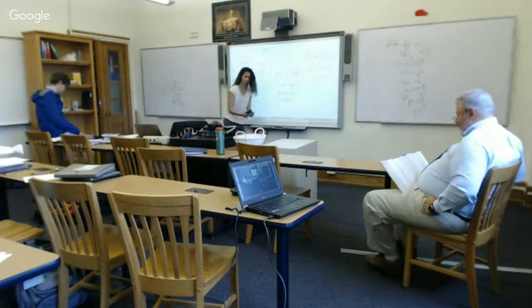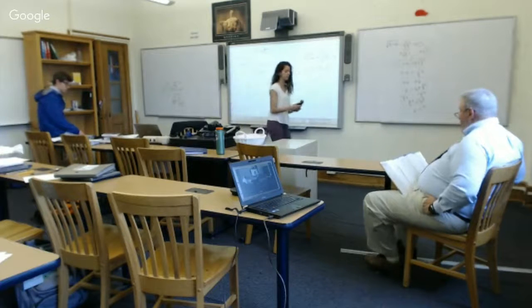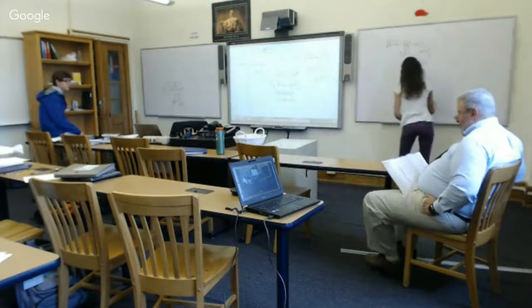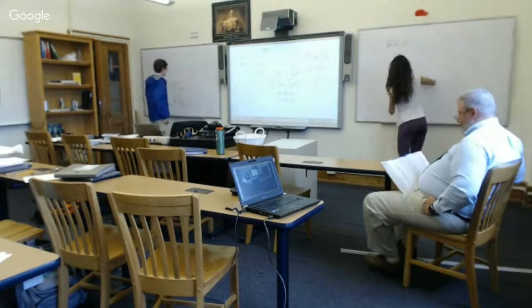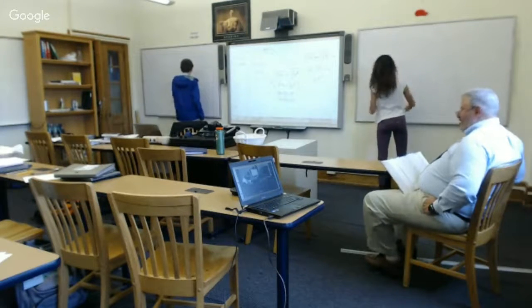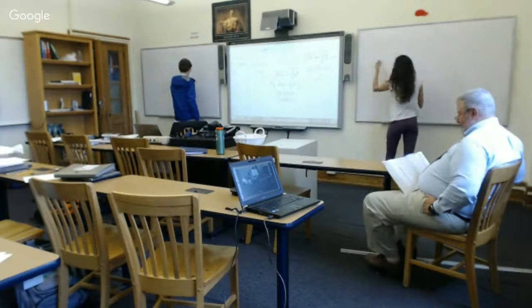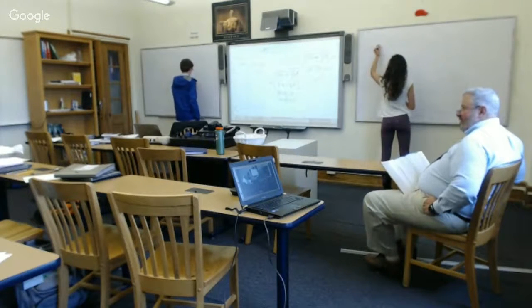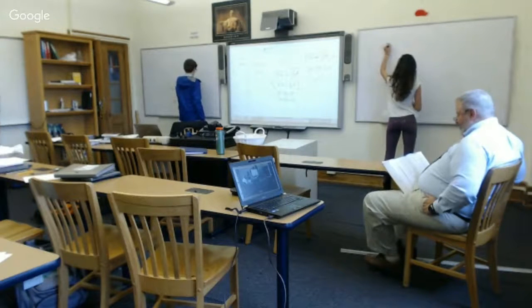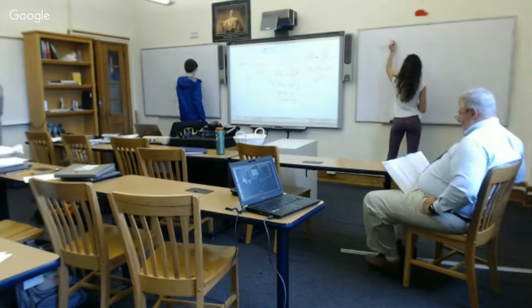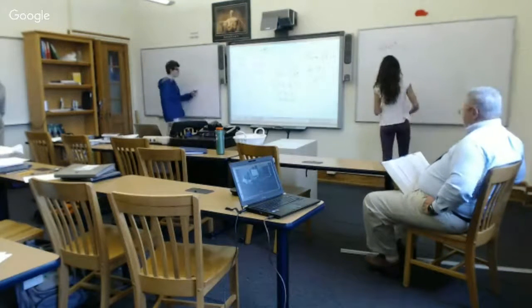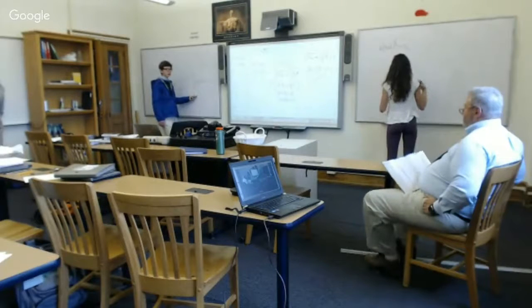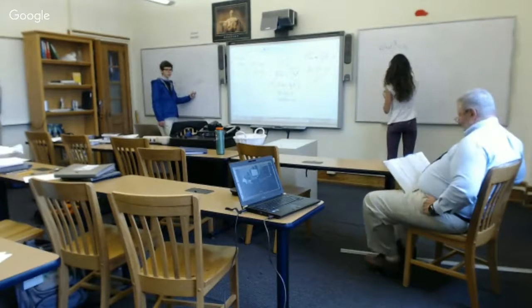Let's try this one. Hold on, Mr. D. 2 times parentheses, x plus 1, close parentheses, raised to the 2/3 power, equals 6. Solve. Wait, so the bottom is the index and the top is what? The power that you're going to raise it to.